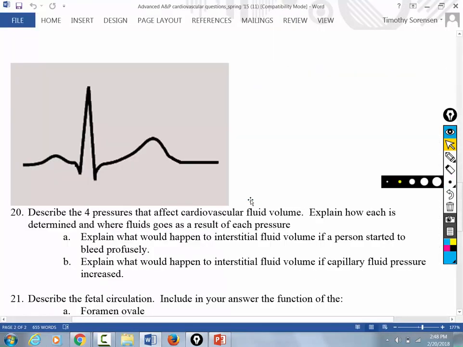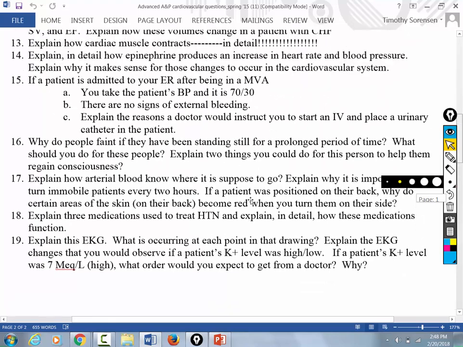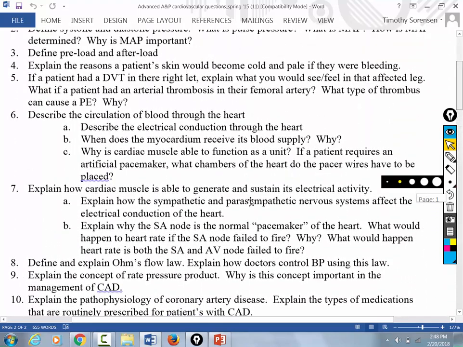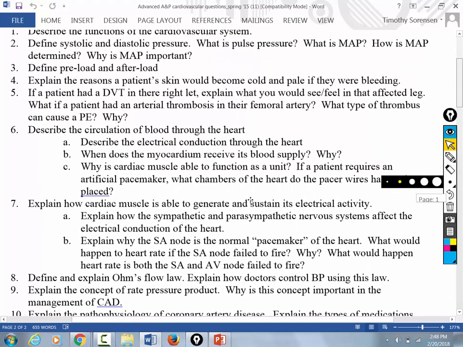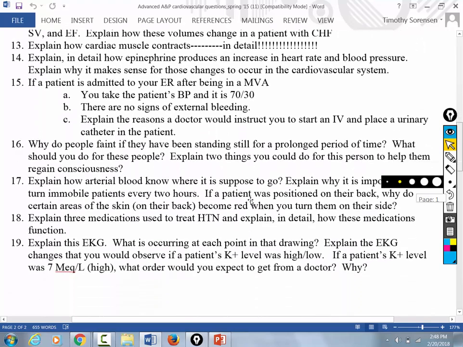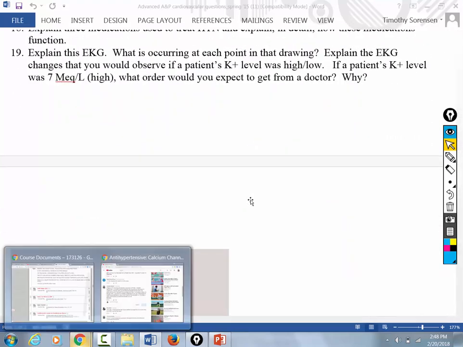All right, so I did that. Do I have to go over any more other than the fetal circulation? No. I've done every other question, correct? Yep. Okay, so it's fetal circulation time.